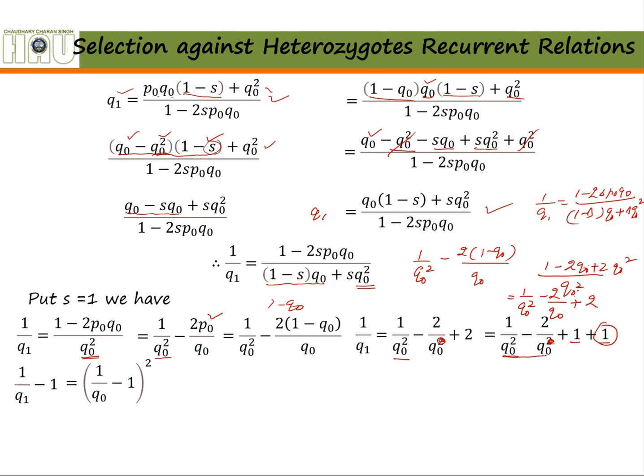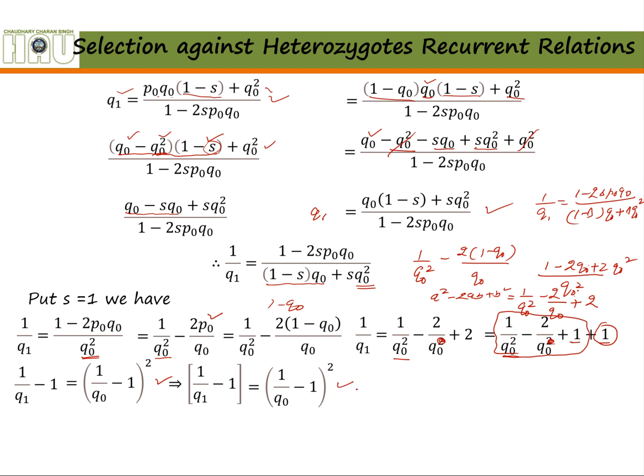Now we have left this thing with us. What is this? This is a square. You can say 1 upon q square is a square minus 2ab plus b square. So this is (1/q − 1) whole square. So this can be written as (1/q0 − 1) whole square, and 1/q1 − 1 can be written as (1/q0 − 1) whole square.